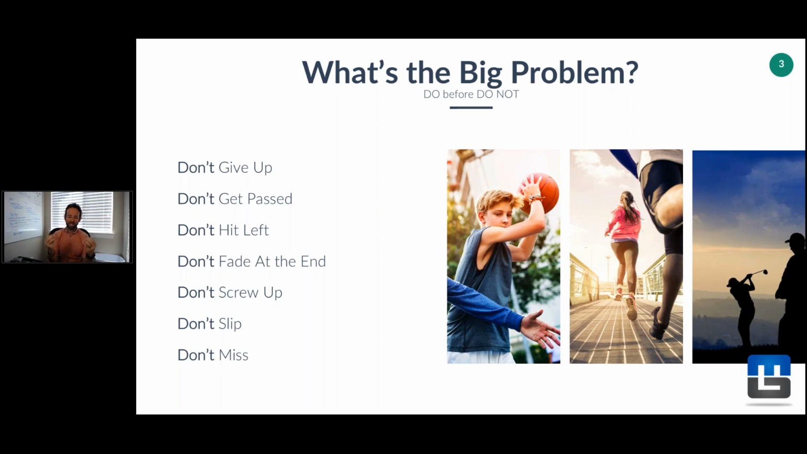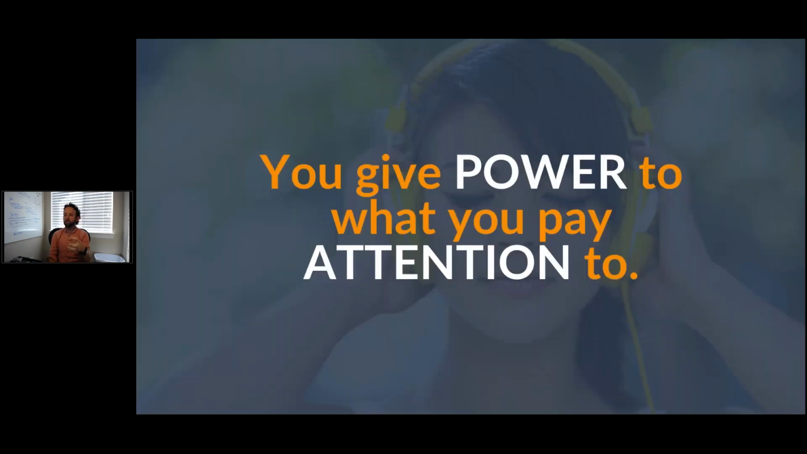So our attention, where we put our attention on a day-to-day basis is most important in all of this. And really what you give power to is what you pay attention to. Right? So keep that in mind as we move forward here. If you're thinking in don'ts, if you're thinking don't do this, don't do that, that's what you're putting your attention on. And you're also giving power to those things, which can be a good thing, but can be a bad thing as well.